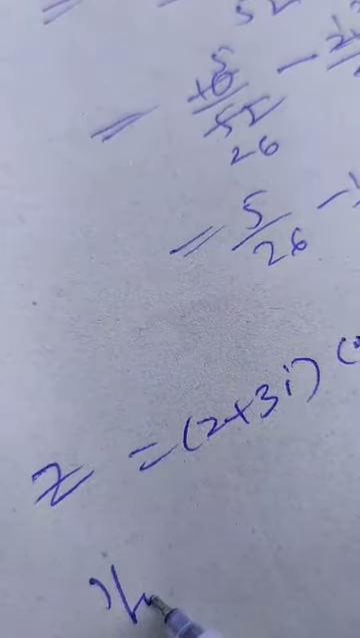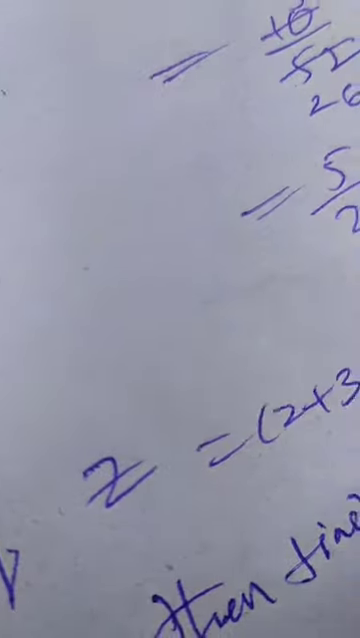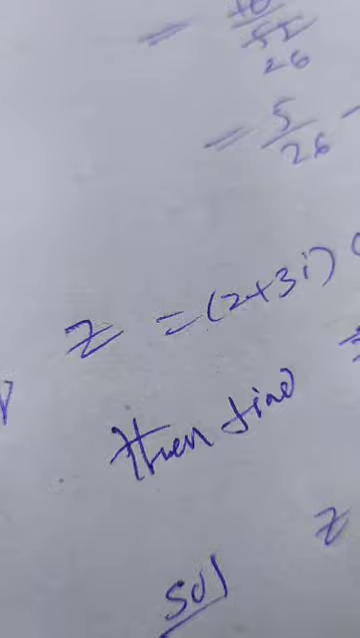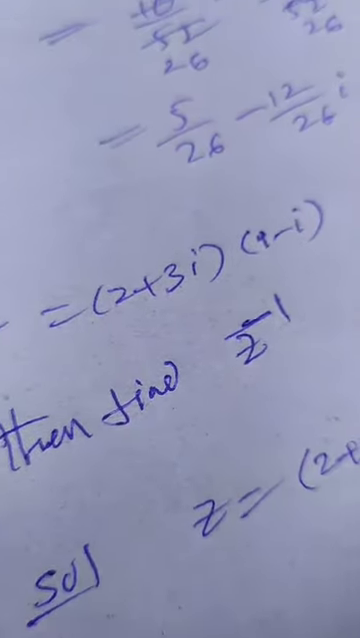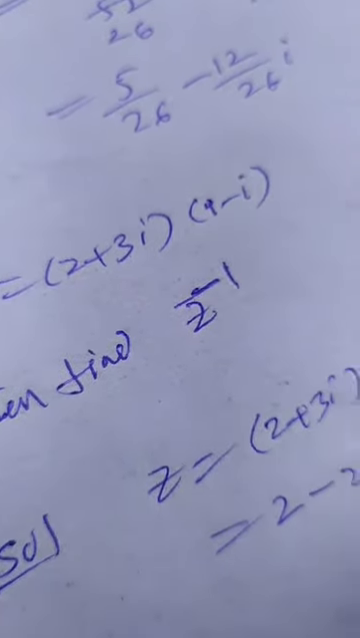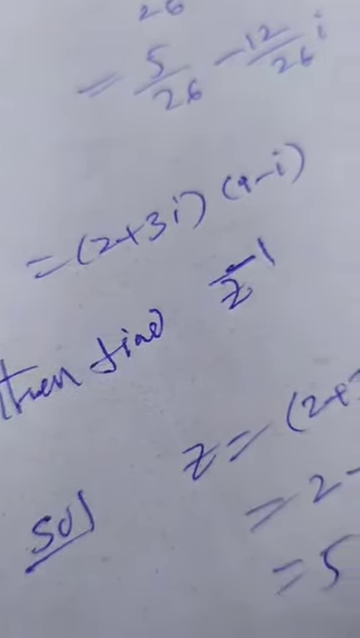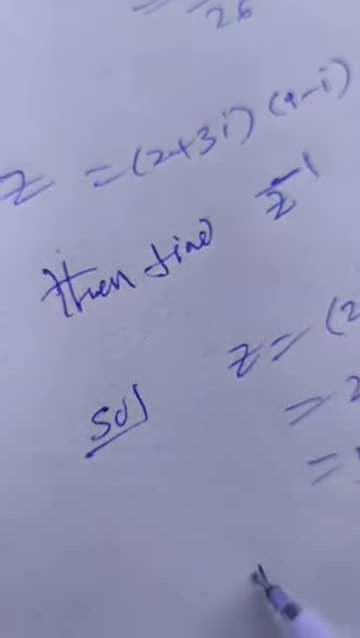Then find Z inverse. We have Z, we have to find Z inverse. So first I am simplifying Z. Given Z is 2 plus 3i into 1 minus i. 2 into 1 is 2, minus 2i, plus 3i, minus 3i square means plus 3. So 5 plus i.